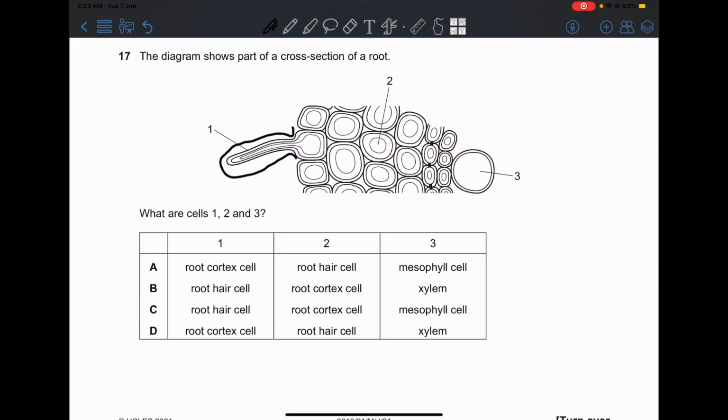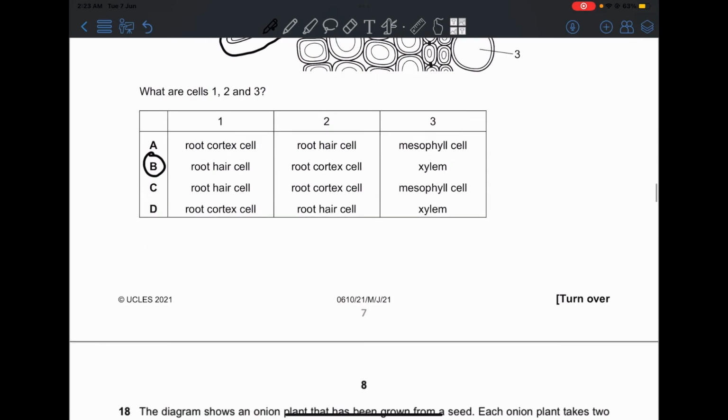Now 3 is actually the xylem over here because this is actually the pathway of the movement of water from the root hair cell and then moving to the root cortex and then lastly to the xylem. So mesophyll cells aren't located over here, they're actually later on in the process. So B is going to be our answer.